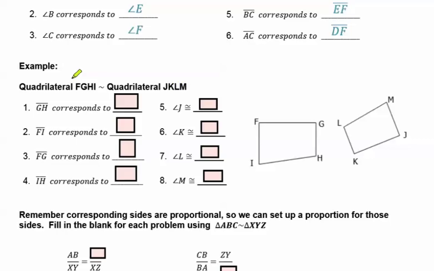So if we look, that means F has to match J. So F, right here, corresponds or matches with J. If I continue, G matches with K. So G matches with K. All right, so in all honesty, if they ever give you this, you don't even have to look at the picture. I would ignore the picture.